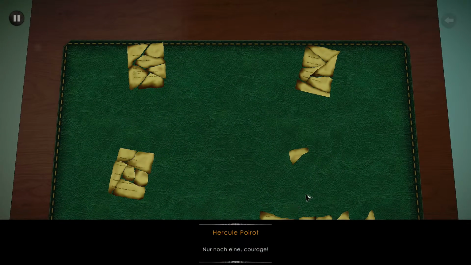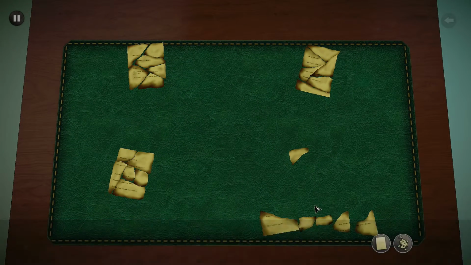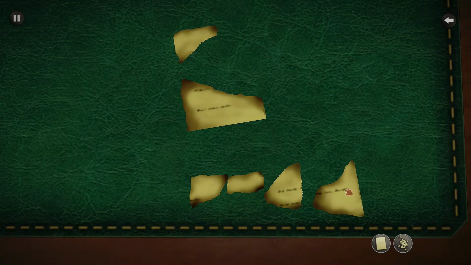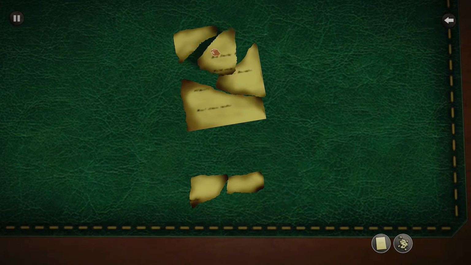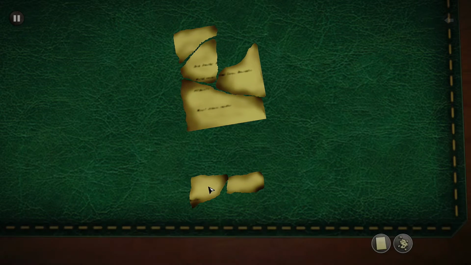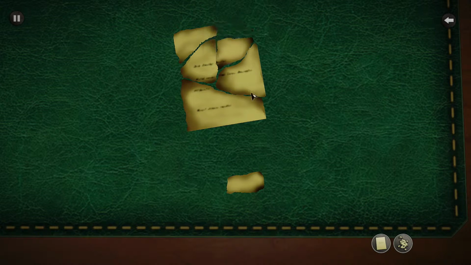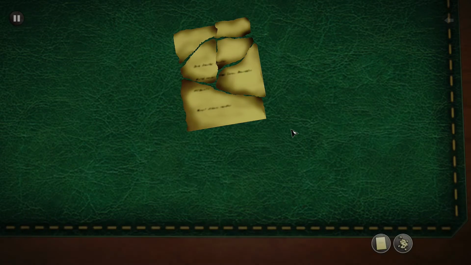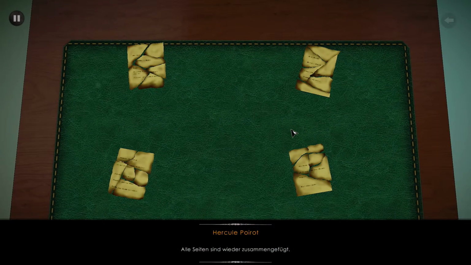Only one more. Keep going. Keep going oder Courage? So, den dahin. Hier, dich kriegen wir hier. Dann kommt der da rein. This does not look too difficult. Gib Ruhe, ich bin noch nicht fertig. This page is finished. Ja, das wissen wir jetzt. All the pages are reconstructed.